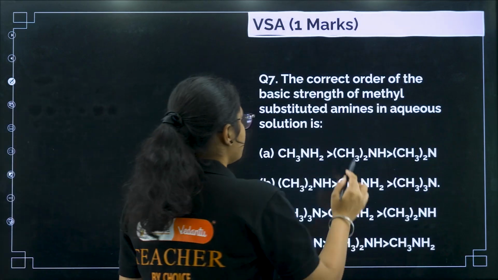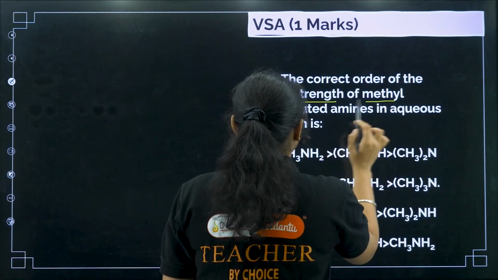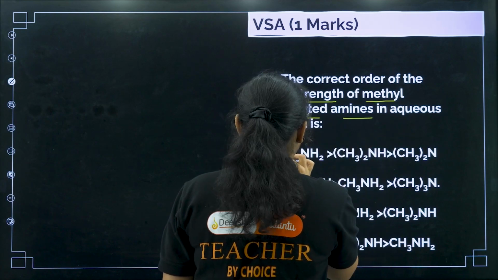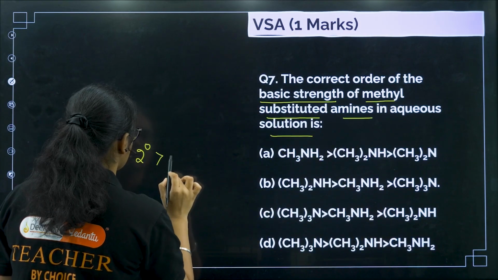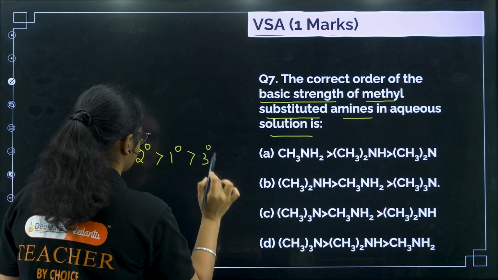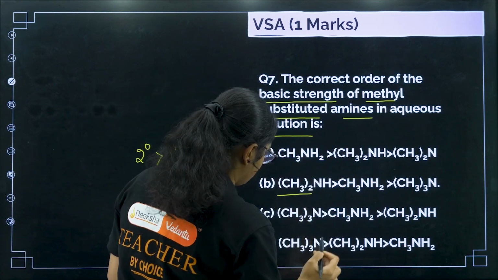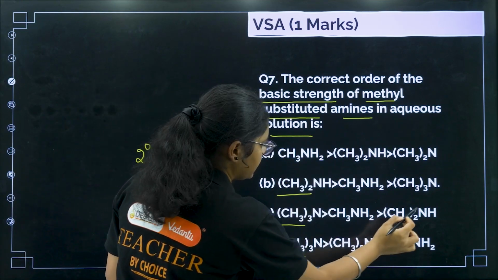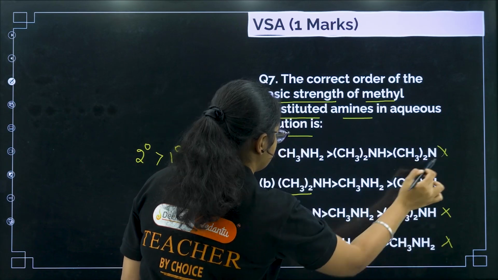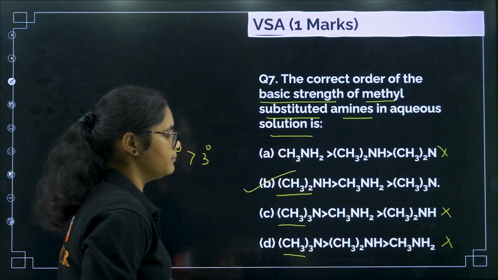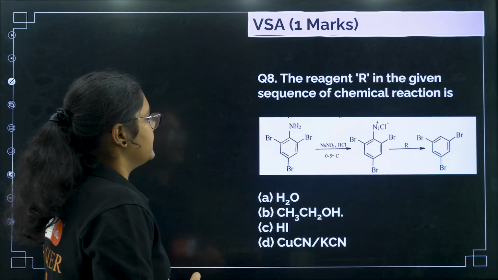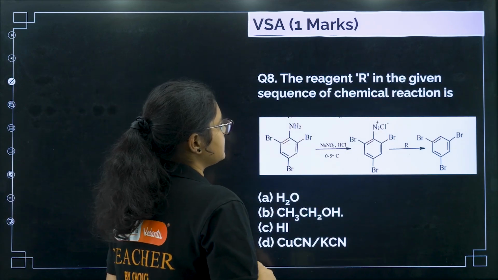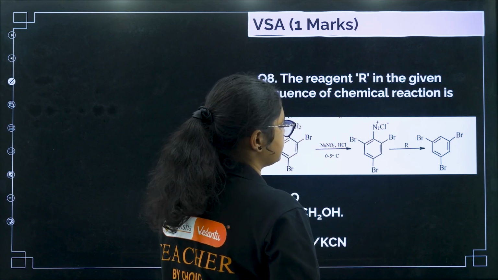Okay, next, the correct order of basic strength of methyl substituted amines in aqueous solution is. So I told you methyl substituted order is 2 degree, 1 degree and then 3 degree, right? So you can see the first one is 2 degree here, this is 3 degree, this is 3 degree, we can eliminate. So correct answer is option number B, okay. 2, 1, 3.